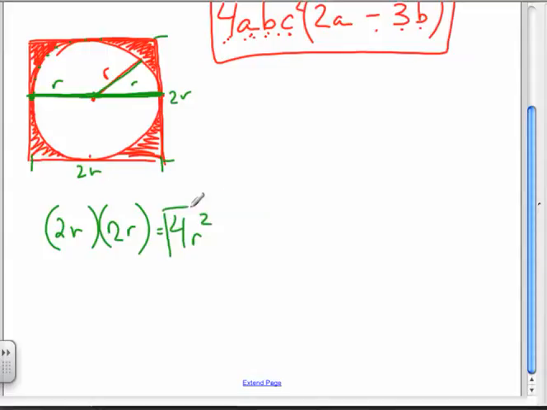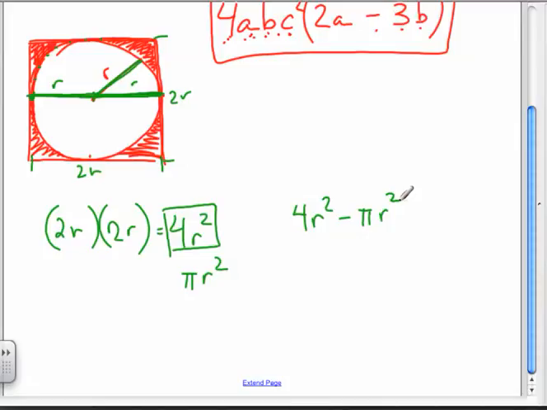Now that's the area of the square. The area of the circle, of course, is just pi r squared, right? Pi r squared is the area of the circle. Now to find the area of the shaded region, I need to subtract the circle from the square. So it's 4r squared minus pi r squared.